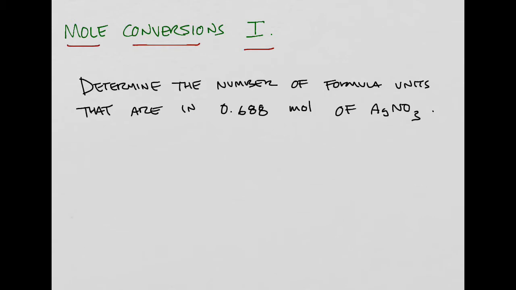Here's a problem that's taken from a worksheet. In fact, this is probably a worksheet that many of your peers in other classes are using. It says: determine the number of formula units that are in 0.688 moles of silver nitrate. Now, for those of you in my D block class, you might not understand the concept of a formula unit. Actually, maybe the C block class, that's what I meant. Maybe both classes don't know.